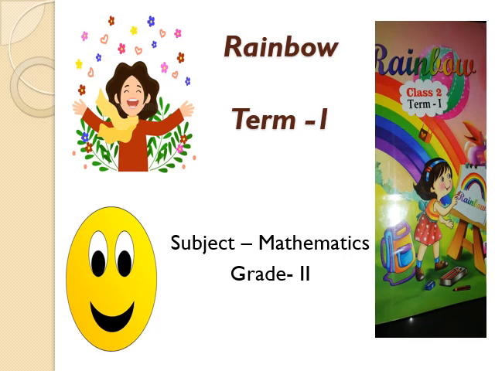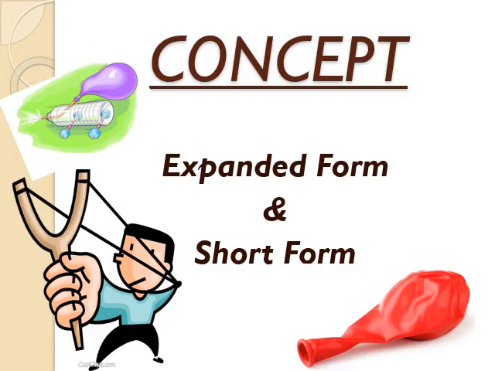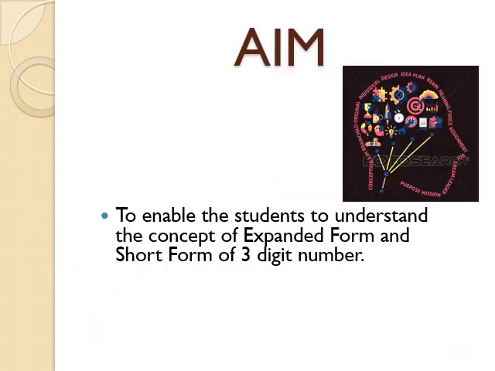Today we are going to study the subject mathematics from our book Rainbow Term 1. In mathematics today we will learn about the concept of expanded form and short form. Now, what is the aim of teaching you this concept? The aim is to make you all understand the concept of expanded form and short form of a three-digit number.